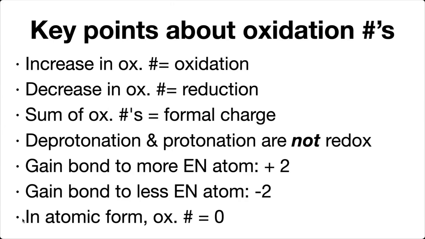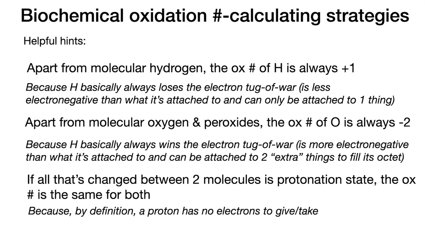If we're comparing molecules, we typically see things move in chunks of two, because if you gain a bond to a more electronegative atom, that's going to be a +2. A gain of a bond to a less electronegative atom, that's going to be a -2. If you have an atomic form, the oxidation number is going to be 0.